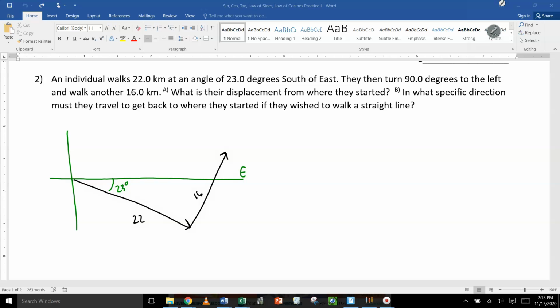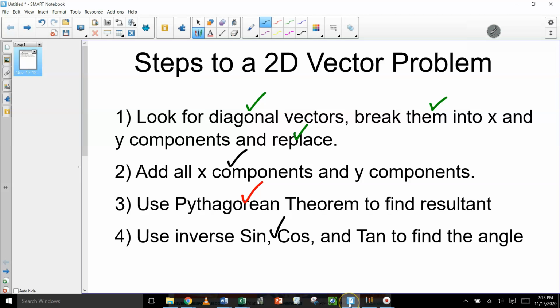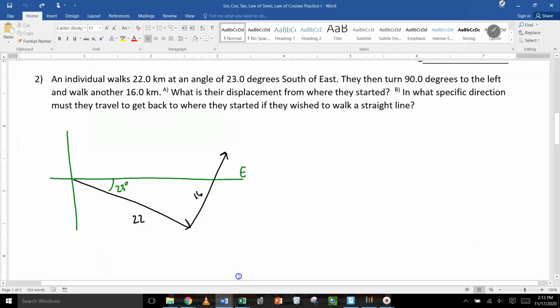Here we go. What's their displacement? So what we're going to do is we're going to go to these rules here, and we're going to step our way through them. So number one, look for diagonals. We've got two diagonals in this problem. Let's break them into their x and y components. So we're going to jump back here, and we're going to take each of these.